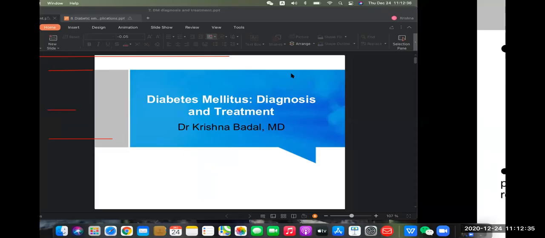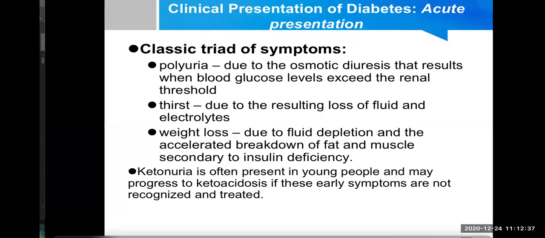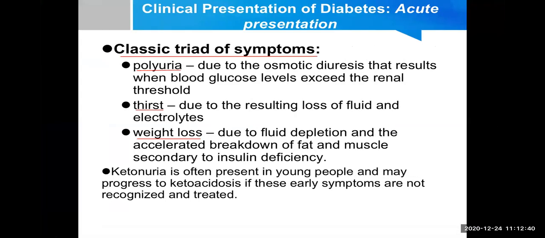Now, polyuria occurs because of osmotic diuresis. What is osmotic diuresis? What do you mean by that? Anyone? What is the meaning? Mannitol, which removes the fluids. Okay. Sir, osmotically active substances which remove water and electrolytes. Good. Okay, so both of them are right.